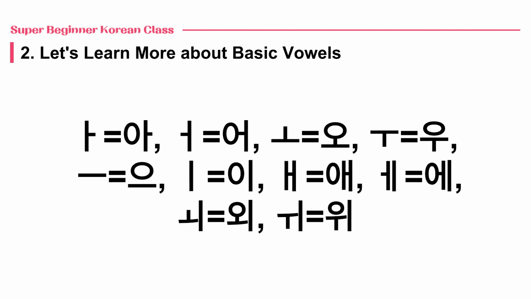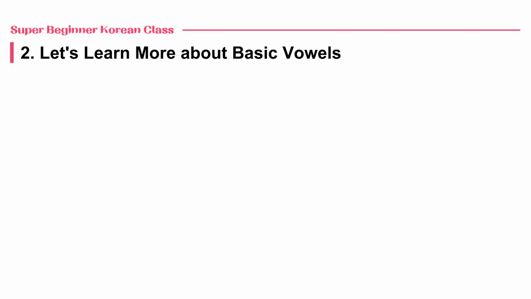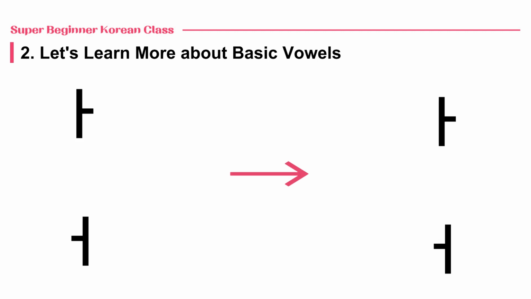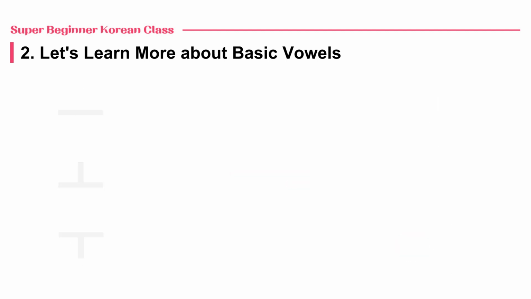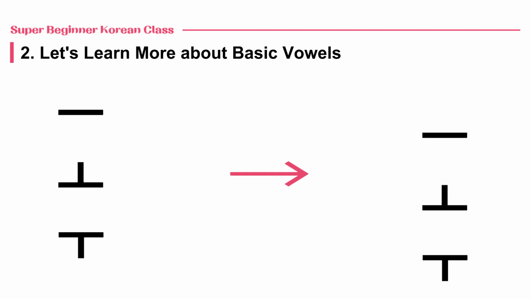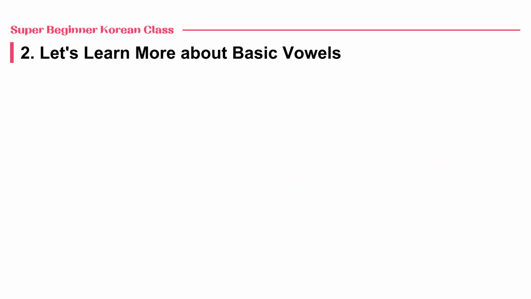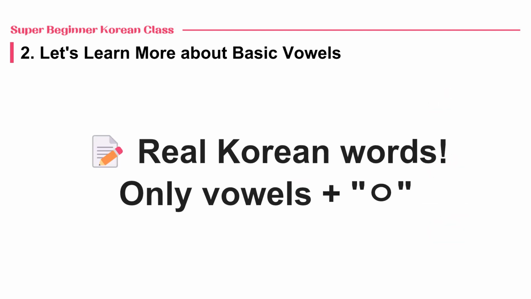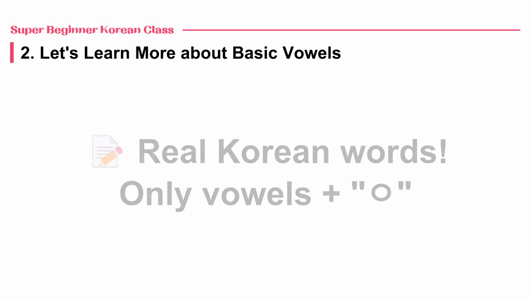But if you look closely, the position of ieung changes depending on the vowel. For vertical vowels like a, ieung goes on the left side. For horizontal vowels like o and u, ieung goes on the top. Now let's practice some real Korean words made only with vowels and the consonant ieung. These are actual Korean words.